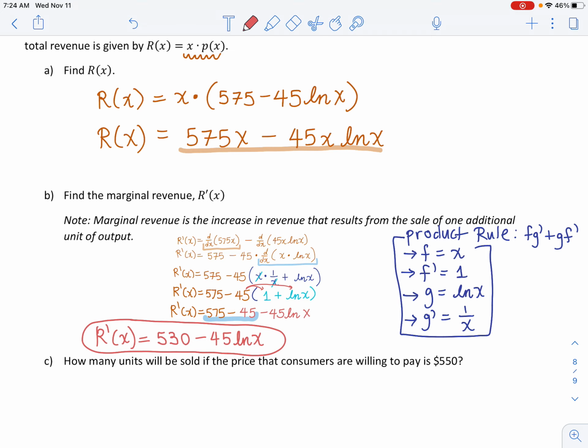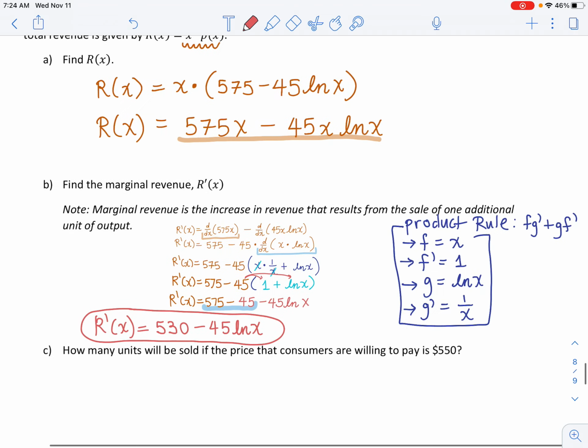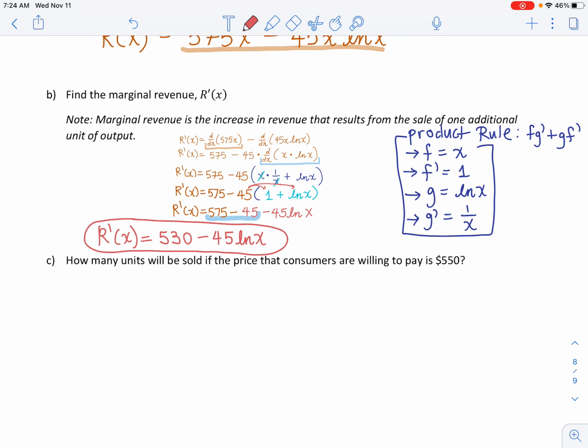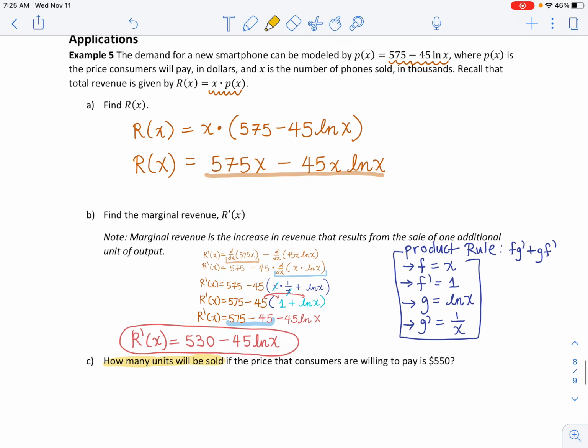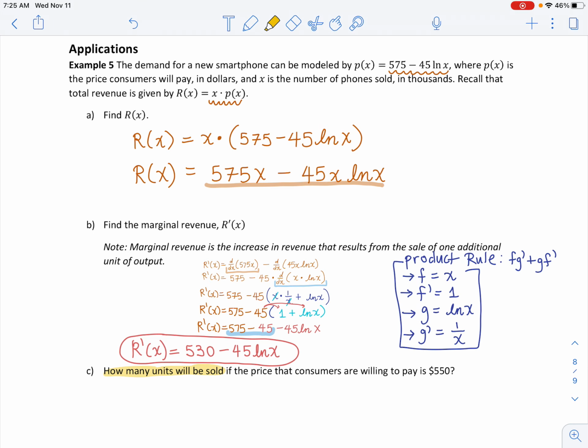Now let's actually use this so that it makes sense to us. Like, what did we just find? How many units will be sold if the price that consumers are willing to pay is $550? Now watch very carefully though. They're asking, because we love to use what we just found, but they're asking for how many units will be sold. Okay? And we're just really looking for the number of phones that will be sold if consumers are willing to pay $550. So x is not 550.